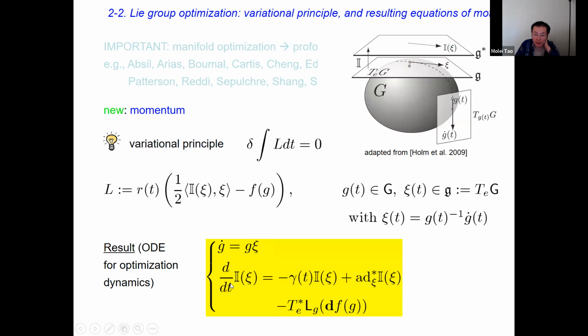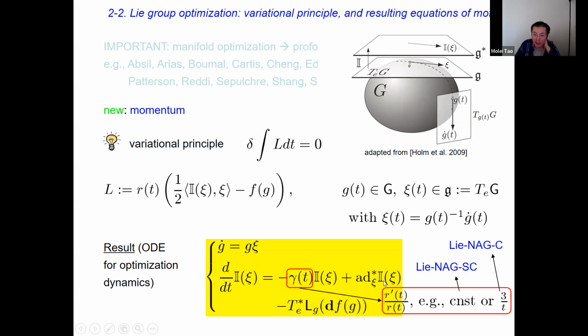So the left-hand side is really a change of momentum. And the right-hand side is interesting. It has three terms. The first term is the dissipation term, the frictional term that we saw earlier. This is critical for optimization. The third term is sort of like the forcing. And the second term, so the first term has this coefficient gamma, which is given by R. You can make it constant or 3/T or something else. And then you have a new second term, which accounts for the nonlinear geometry and the corresponding force.